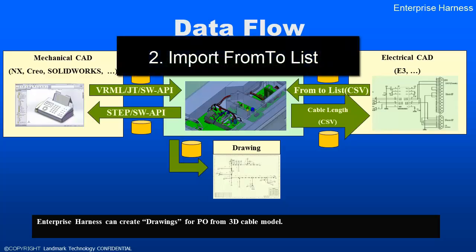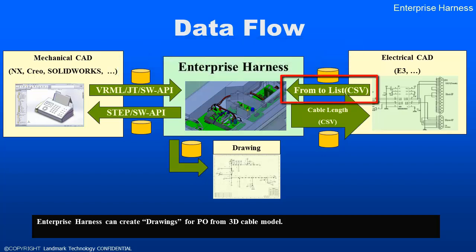Next, we will explain about importing the from-to list. For completing the wiring, it is necessary to place all connectors used in electrical CAD. In Enterprise Harness, by importing the from-to list exported from electrical CAD, you can display the list of connectors used in the model. To start with, specify the from-to list to be imported.